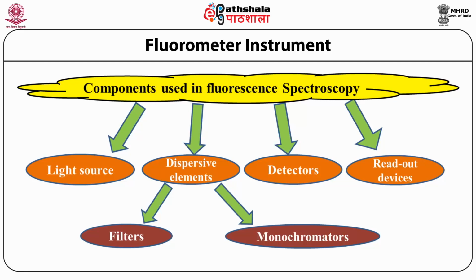The first component of the fluorescence spectroscopy is a light source. It is used to excite the molecule to higher excited state, from which they will lose their energy in the form of fluorescence. Generally, the source must be more intense than that required for UV visible absorption spectroscopy. The magnitude of the radiation emitted is directly proportional to the power of sources.